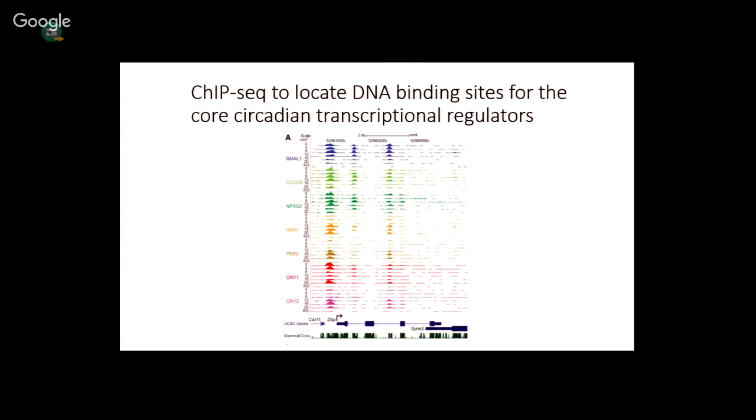So the paper focused on this gene. They used ChIP-seq to locate DNA binding sites for BMAL1, CLOCK, NPAS2, PER1, PER2, and CRY1, CRY2 in vivo in mouse liver. For each transcription factor, 6 time points every 4 hours over a circadian cycle are shown, beginning at CT0 and ending at CT20. Knockout mice were used as a negative control.